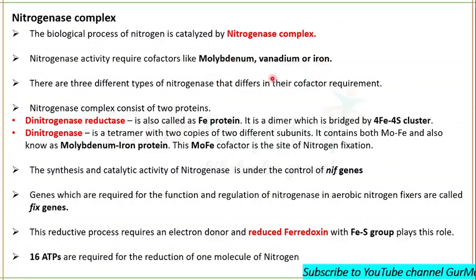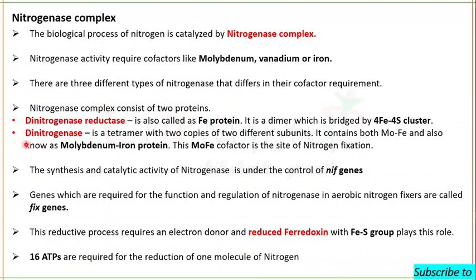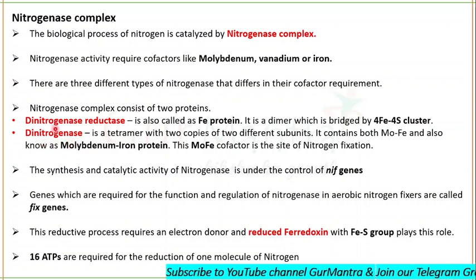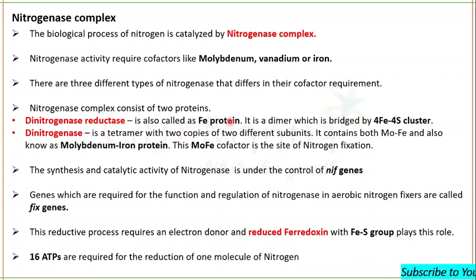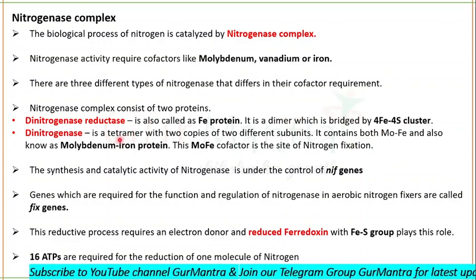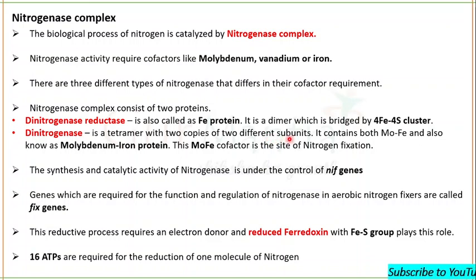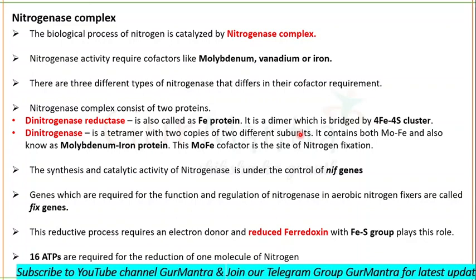As the name suggests, the nitrogenase complex is a complex. It consists of at least 2 proteins. One is dinitrogenase reductase, the other is dinitrogenase. Dinitrogenase reductase is also known as iron protein because it is a dimer which is bridged by a 4 iron 4 sulfur cluster. And dinitrogenase is a tetramer. It will have 2 different subunits and 2 copies of each subunit.